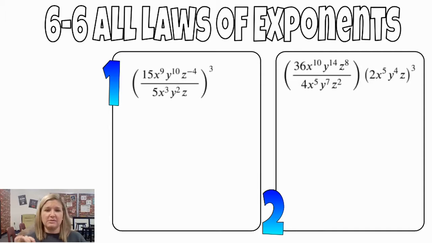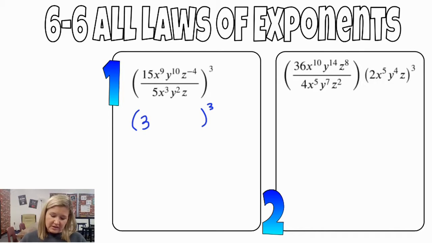The first thing I want to do is simplify what's inside of the parentheses first. So I'm going to make this where I have something here raised to the 3rd power. And so I have 15 divided by 5. That's going to give me a 3. So remember, my coefficients still follow those rules. Now I'm going to start subtracting the exponents. So the exponents are the only thing that follow exponent rules because they're exponents. So coefficients still follow those regular coefficient rules that you're used to using.